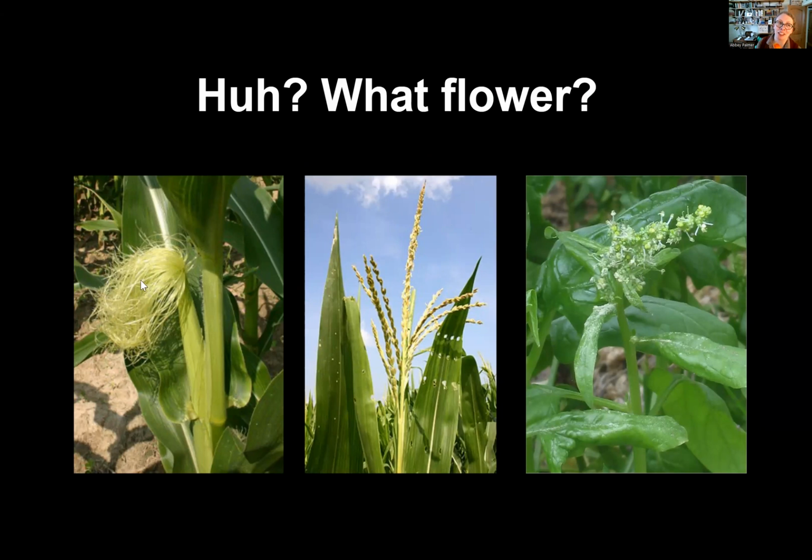And each of these silks, each of those strands is connected to a single kernel. And when the pollen from the top falls onto the silks on the bottom, pollination occurs in a magic moment, and then the corn kernels start to form. This is kind of a weird way to say it, but the corn kernels are the fruit of the corn plant. Is that making sense?